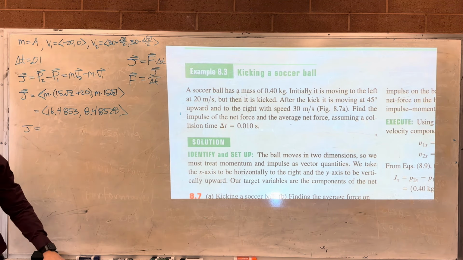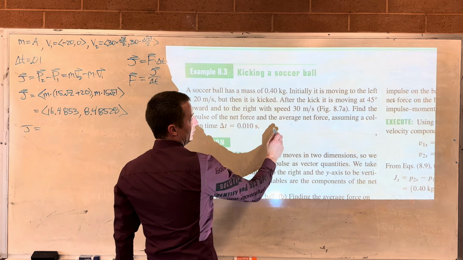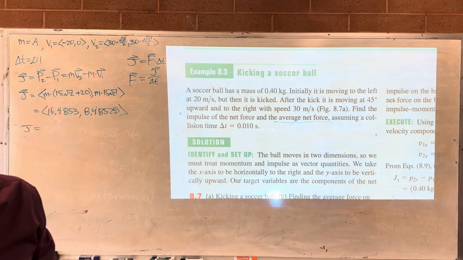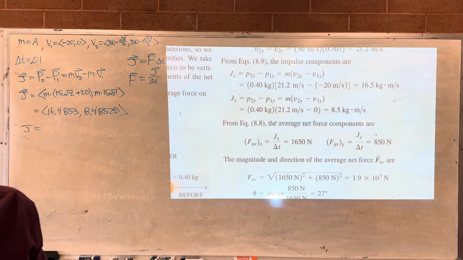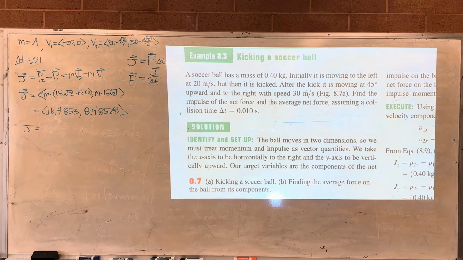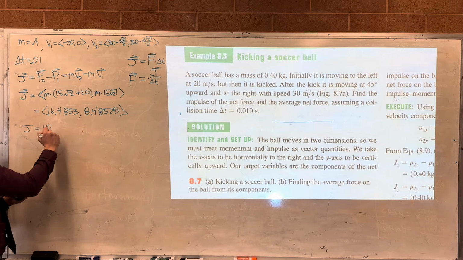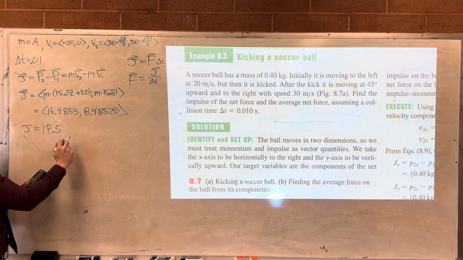Why are we looking for the magnitude? For the average net force, I assume that they want a magnitude. Maybe they don't. So we should get the 1.9 times 10 to the third. Oh, they want direction and magnitude. Okay, so we'll find both. Let's start with the magnitude. So the magnitude of J, once again, is just going to be equal to the square root of the first number squared plus the second number squared, all under the radical. And this is coming out to 18.5 newton seconds.